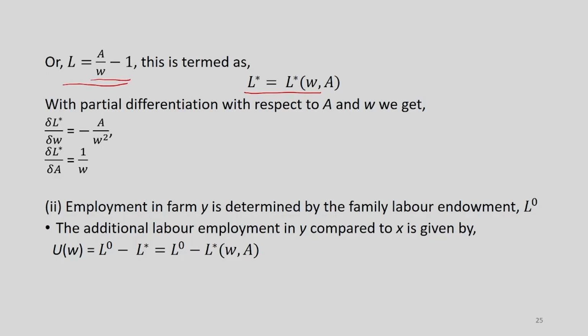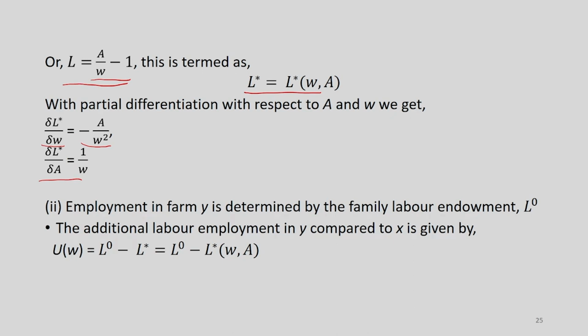Now, the next step is to find out the partial derivatives. So, for that I have taken the partial derivative of L star with respect to W, and if we take the derivative with respect to capital A, it is simply 1 divided by W. What is the implication? Once again, let us try to understand what is the implication.